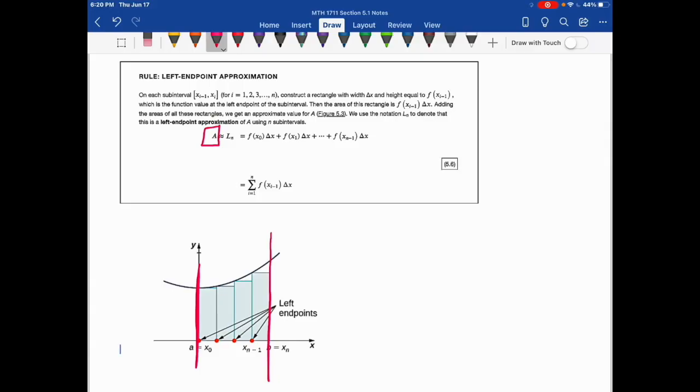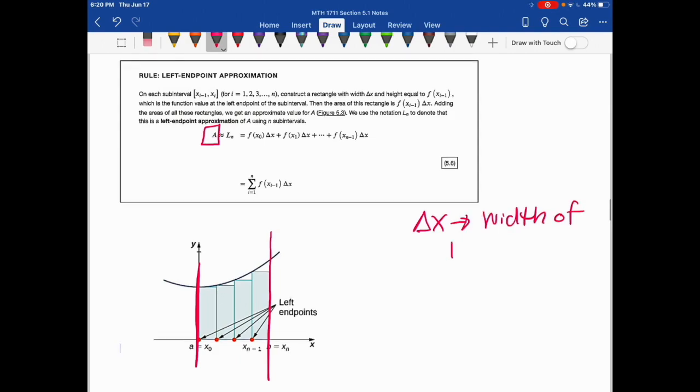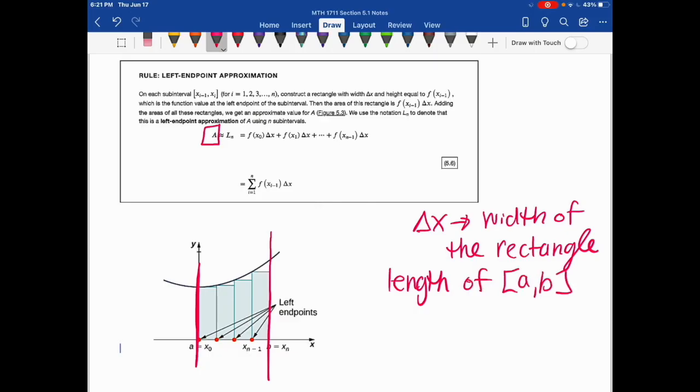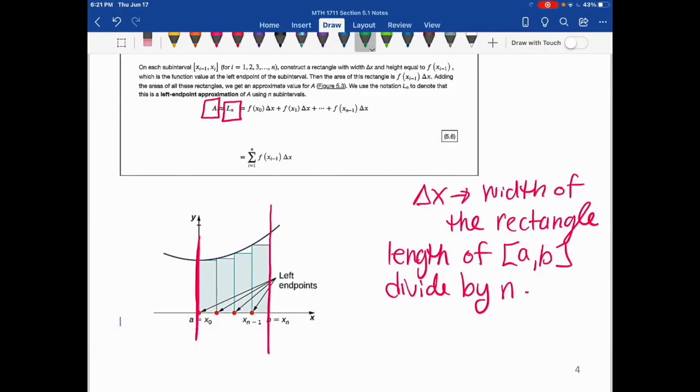And then we're going to figure out the width of the rectangle by dividing the length of that interval by n. That's going to give us the notation delta x. This is going to be the width of the rectangle. And we get that by finding the length of the interval AB and dividing it by n, however many rectangles you want. The notation that this book uses for left endpoint approximation is Ln.